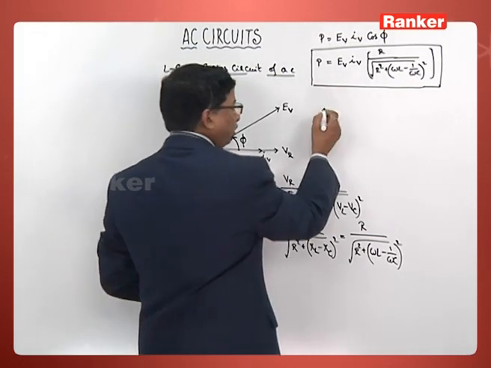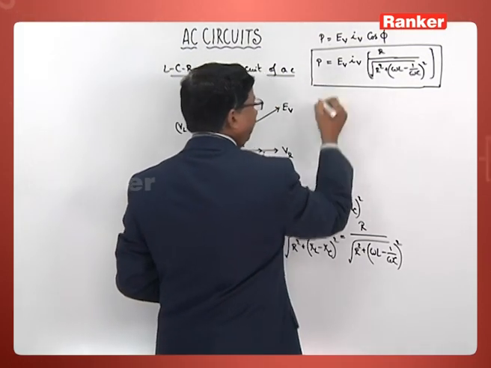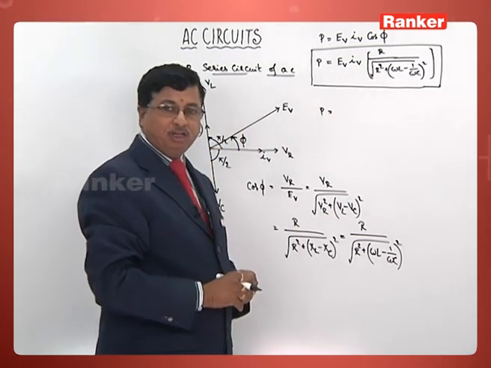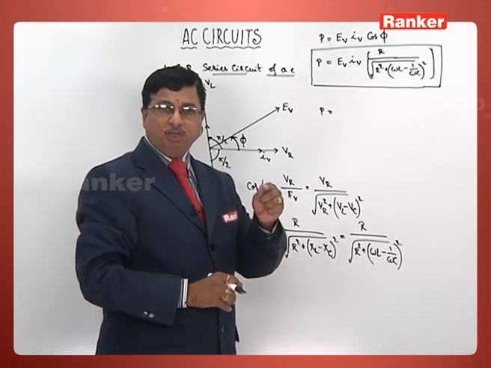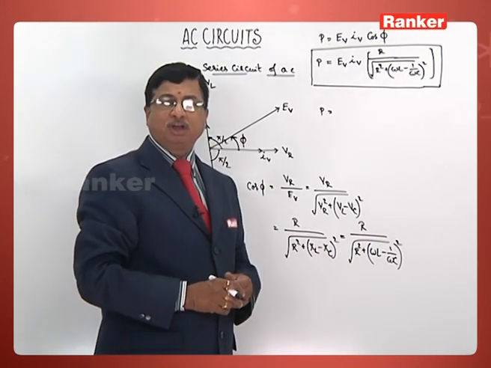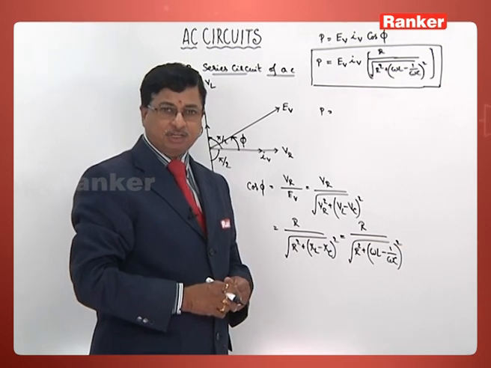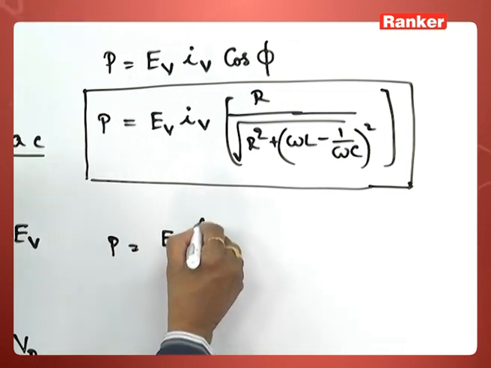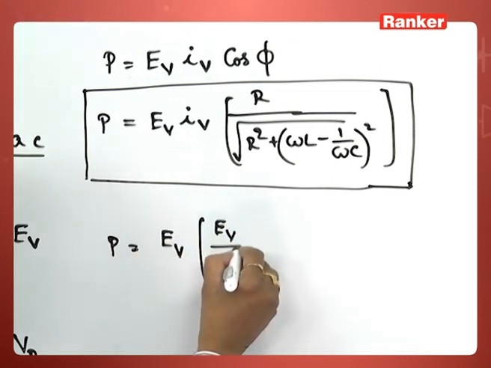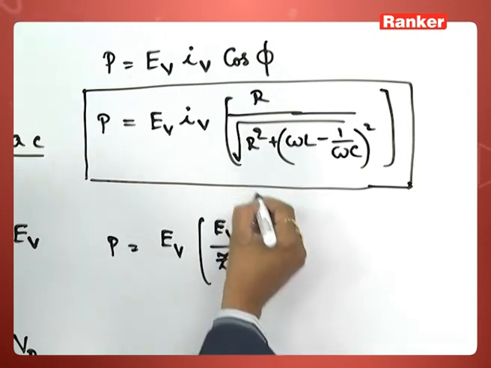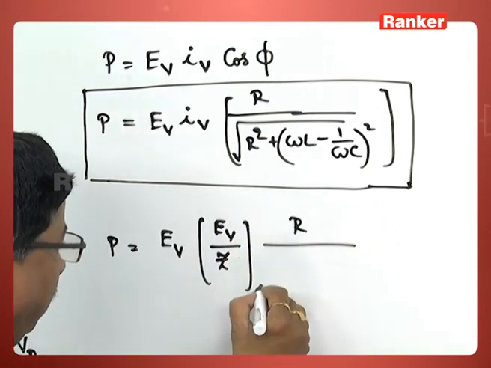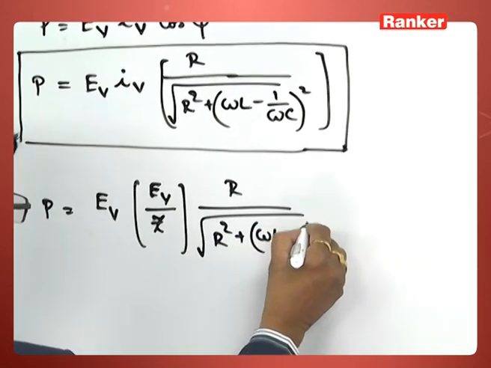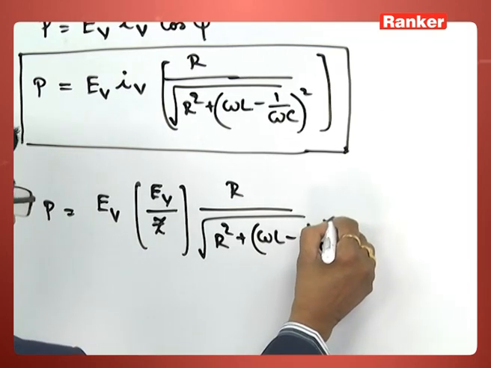The same equation can even be rewritten like this. We can understand the virtual value of current IV can be written as EV by Z again. That Z is called the impedance of the LCR circuit in this case. Therefore, we can rewrite the same this way: EV into EV by Z into this power factor, that is R by root over R square plus (omega L minus 1 by omega C) whole square.